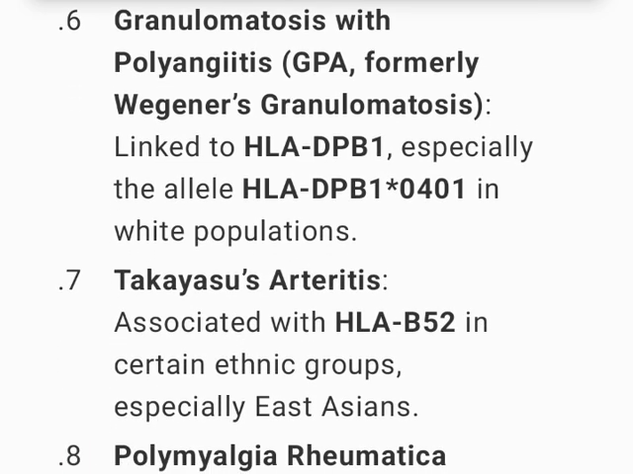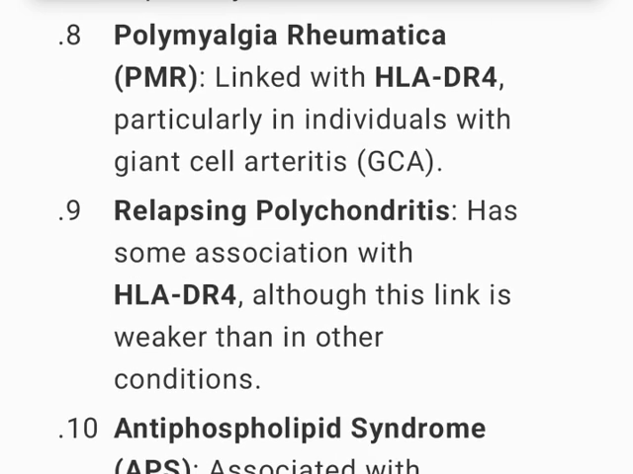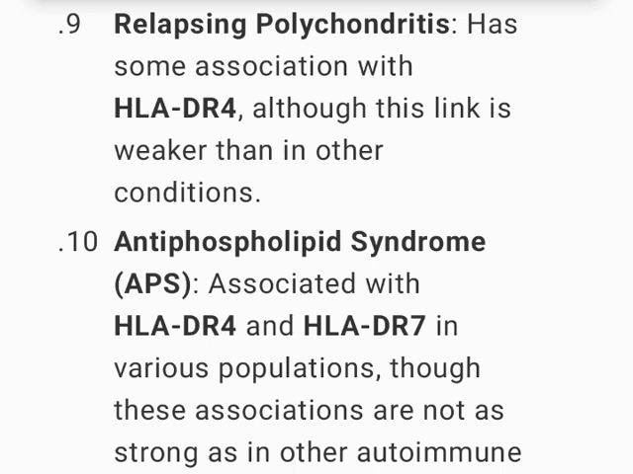15. Granulomatosis with polyangiitis, GPA, formerly Wegener's granulomatosis, linked to HLA-DPB1, especially the allele HLA-DPB1*0401 in white populations. 16. Takayasu's arteritis, associated with HLA-B52 in certain ethnic groups, especially East Asians. 17. Polymyalgia rheumatica, PMR, linked with HLA-DR4, particularly in individuals with giant cell arteritis, GCA. 18. Relapsing polychondritis has some association with HLA-DR4, although this link is weaker than in other conditions.